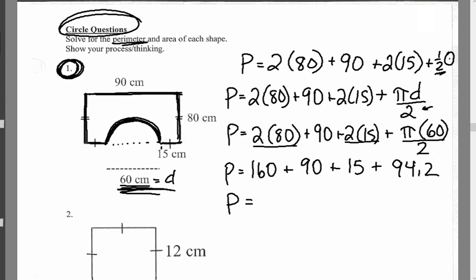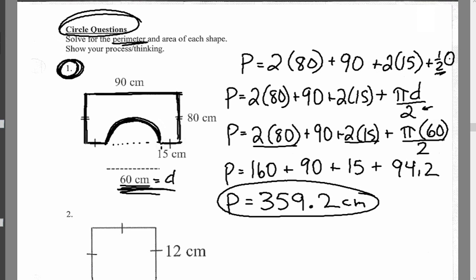Fair game for your assessments though. You need to practice these. So when I combine all those, the 160 plus the 90 plus the 30 plus the 94.2, my perimeter of that first shape is 374.2 centimeters. And there you go. So everything perimeter, including circles. There it is. That means you need to do some work, please.